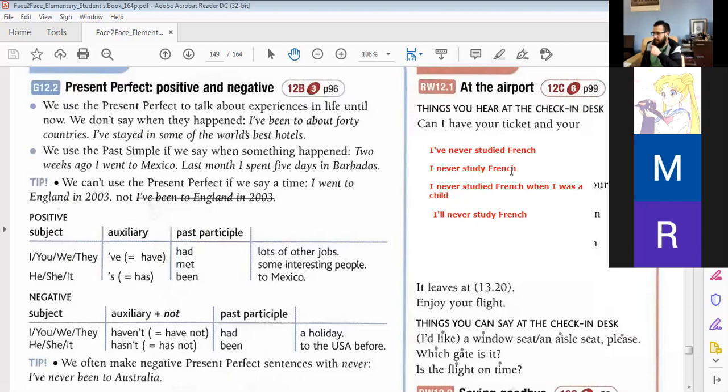هذه فكرة. I never study French. أنا لا أدرس الفرنسية. هذه مختلفة عن I don't study French. I don't يعني أنا لا أدرس وخلاص.